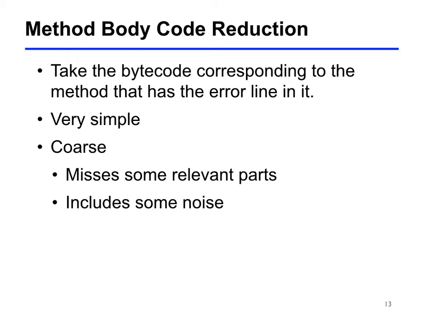Okay, let's continue with the first code reduction technique that we call method body. Here, we just use the body of the method that has the error line in it. It is a very simple technique, but it misses the relevant code that is not in the body of the method, and it may include some irrelevant code which may be a noise. Therefore, the dataset generated with this code reduction technique will be a little coarse.